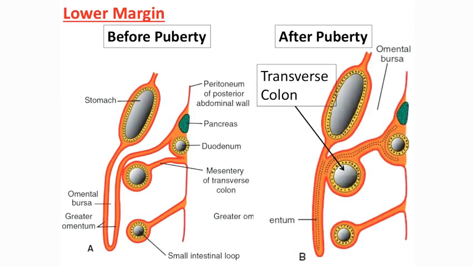Now the lower margin. Before puberty, this is greater omentum: first layer, second layer, third layer, fourth layer. Before puberty, the cavity of the lesser sac moves on in between the second and third layers of greater omentum. So this inferior margin of the greater omentum becomes the lower margin of lesser sac. But after puberty, the second and third layers of the greater omentum fuse with each other, and hence the cavity of the lesser sac is only until here, that is after puberty.